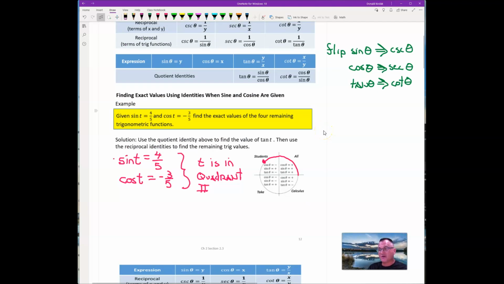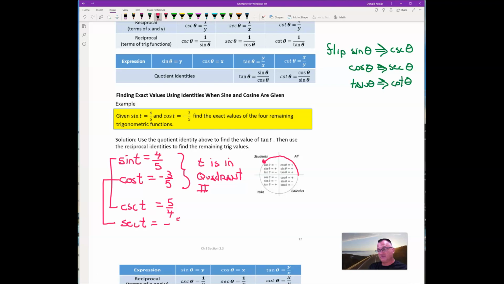Okay, so if I know the sine, I flip it and I get my cosecant. So that's going to be 5/4. If I know my cosine, I'm going to flip it and get my secant. So that's going to be negative 5/3. Now all that's left is tangent and cotangent. Well, that's where we use this quotient identity.